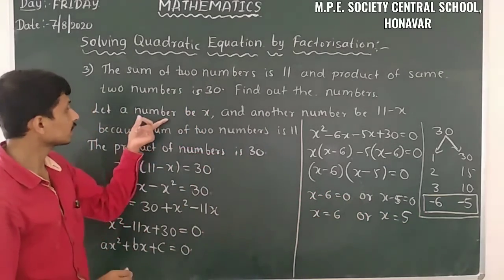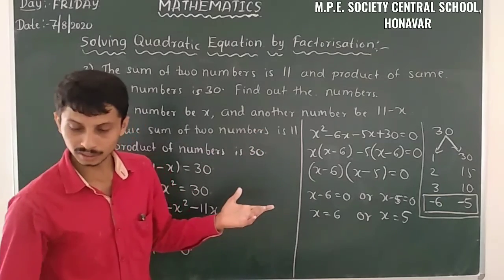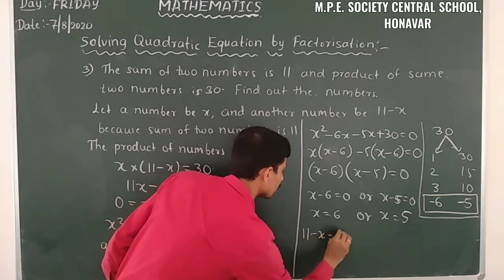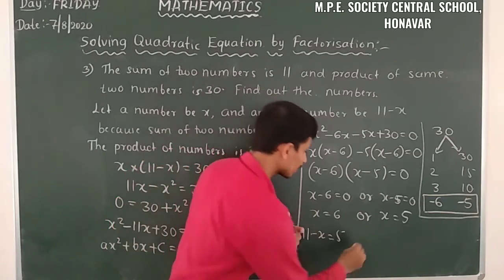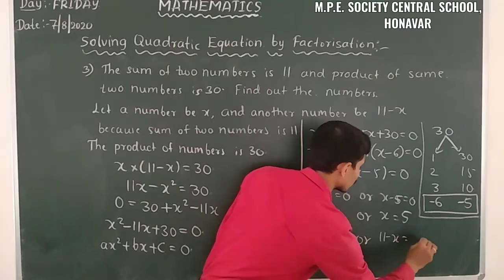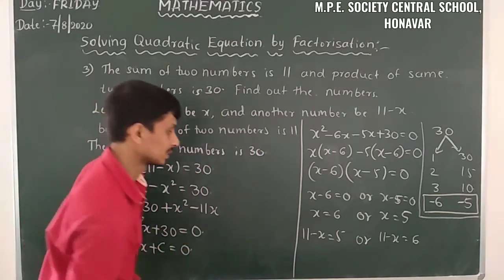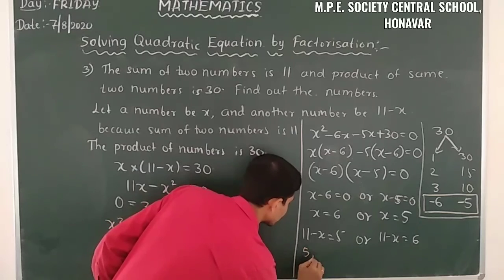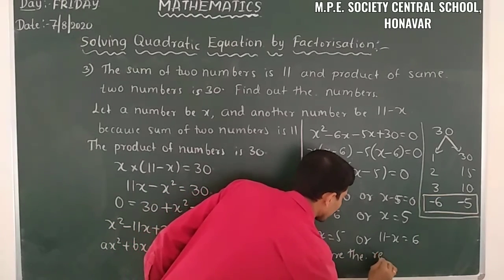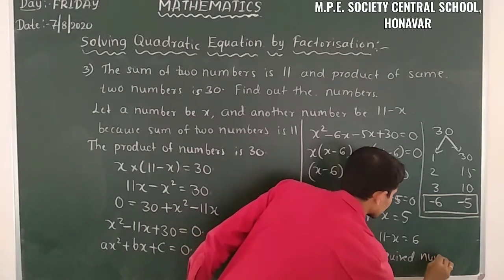Here we already took one number as x. Another number is 11 minus x. That means when we are taking x is equal to 6, then 11 minus x is equal to 5. Or when we are taking x is equal to 5, then 11 minus x is 6. So that means 6 and 5 are the required numbers.